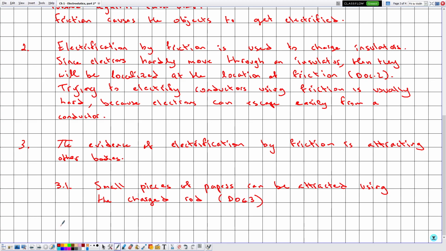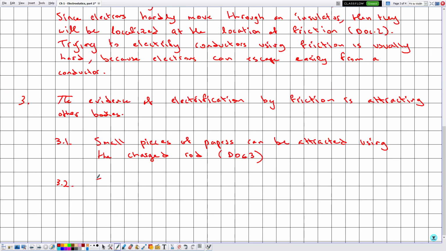And similarly in 3.2 we can say that small pieces of paper can be attracted using the charged silk, and this is what appears in document 4.